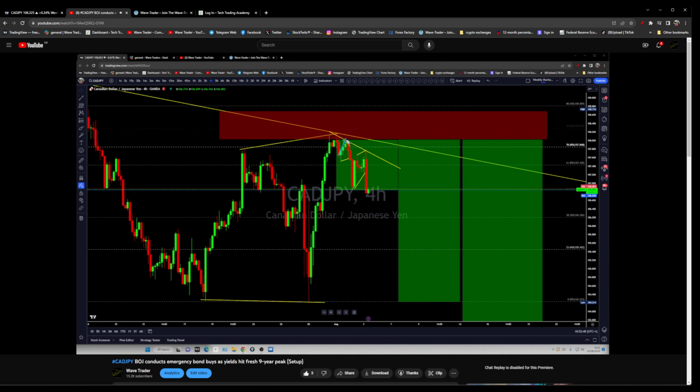We got a pullback and price hit that and then dropped. So the short-term target is almost reached, but we are looking at least up to this previous low, for the wave to happen. The move still hasn't happened all the way up to this low.